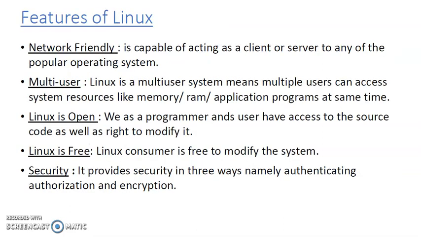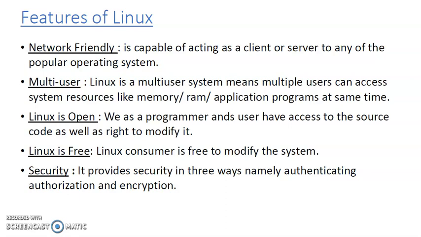Then you can see the features of Linux. The first feature of Linux is that it is a network-friendly operating system. Means what? It is capable of acting as a client or server to any of the popular operating systems. Then it is multi-user. What does a multi-user operating system mean? Multiple users can access the system resources. The system resources are like memory, RAM, or application programs, which users can access at the same time. This feature is provided by Linux.